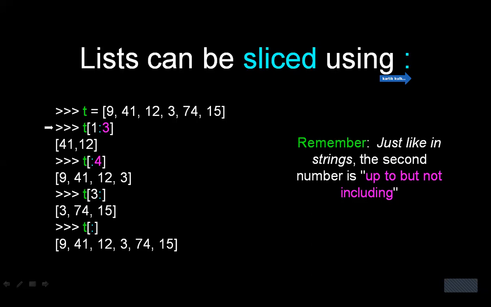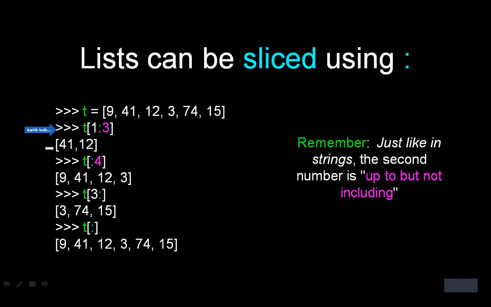T is the name of the list, 1 is the index number, and 3 is also an index number. So I will give T in square brackets as 1 colon 3. Now what will be the output? Majority of the students will think that the index number 1 element will be printed, the index number 2 element will be printed, and the index number 3 element will also be printed. But that is not the case.